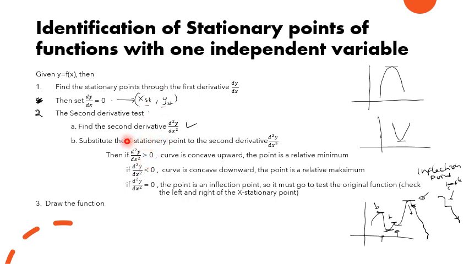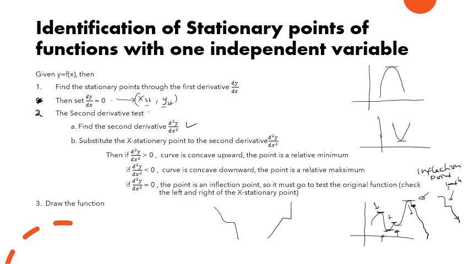So if the value is positive, or bigger than 0, the curve is concave upward. Remember, if it is positive, then you're smiling. Yeah, so the point is a minimum. And if it is negative, the point is a maximum. And if it is 0, the point will be called an inflection point. So we don't know whether it is going down or going up.